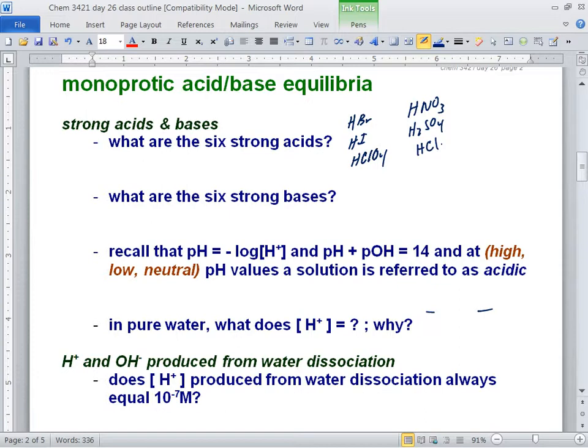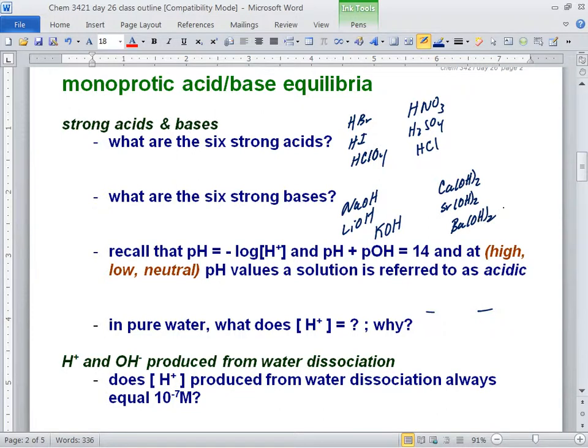The 6 strong bases: NaOH, lithium hydroxide, potassium hydroxide. Good. Now the other 3 are the exceptions to the solubility rule. Hydroxides form precipitates with pretty much everything except for calcium, strontium, barium: calcium hydroxide, strontium hydroxide, and barium hydroxide. So there's our 6.